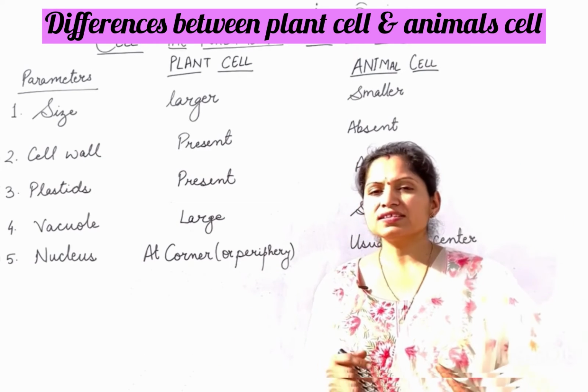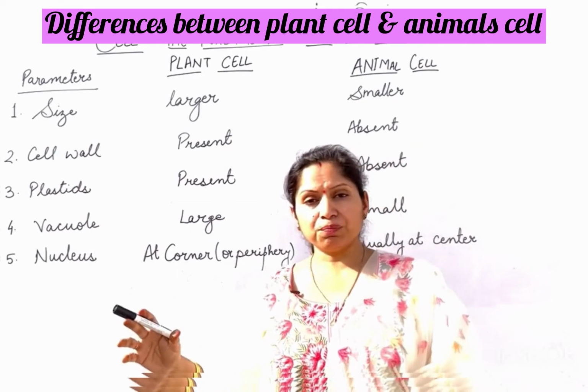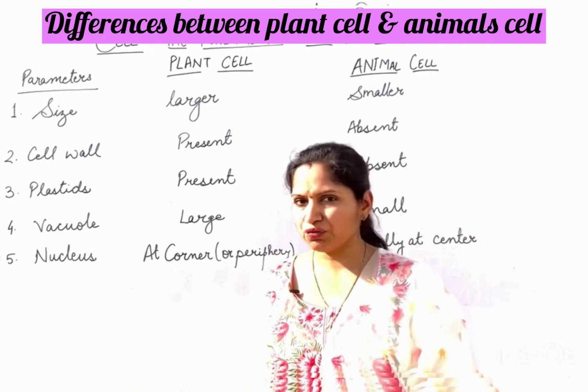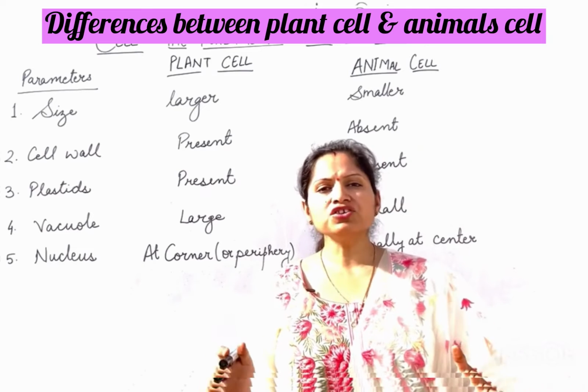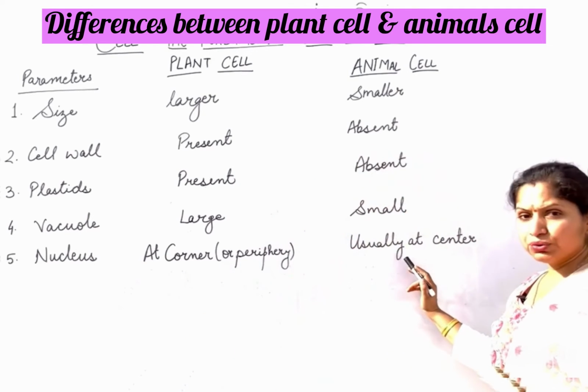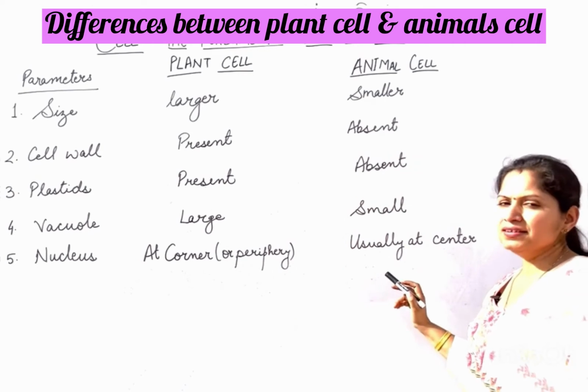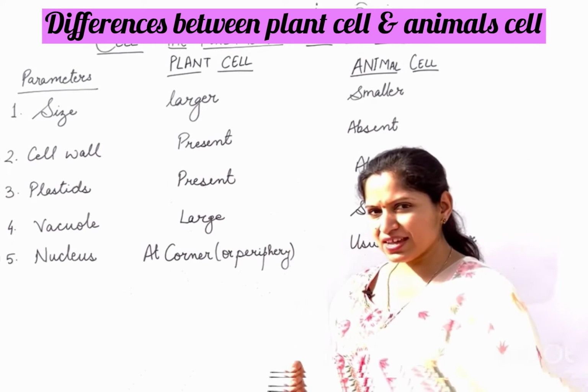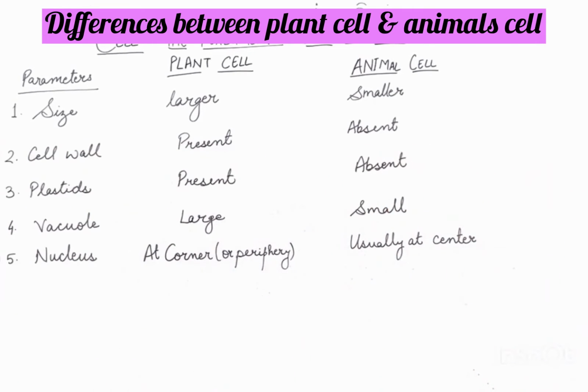In case of plant cell, the nucleus is usually shifted to the periphery, that is at one corner of the cell because of a large vacuole. Whereas in animal cell, the nucleus is usually at the center. So I'll just shift aside. You can take a screenshot.